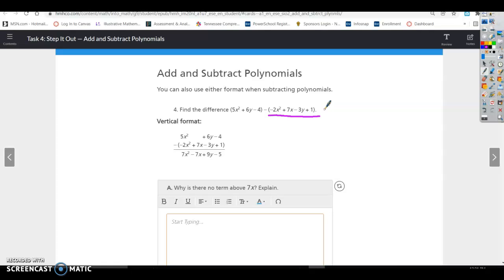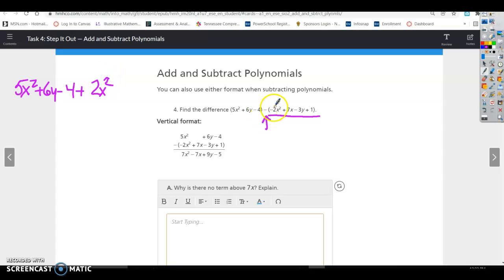So what I found is best, so they're using vertical format, and you see how they've subtracted and they still put this in parentheses. What I have found best for students not to lose that negative sign here is go ahead and distribute the negative. So when we look at this, let's do 5x squared plus 6y minus 4. And then minus negative 2 is going to be plus 2x squared.